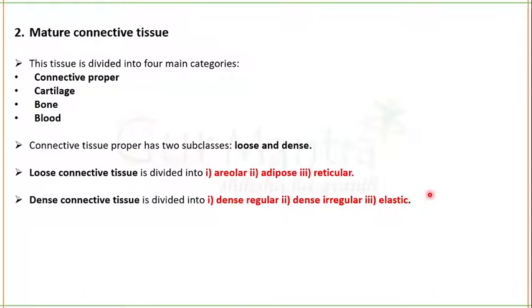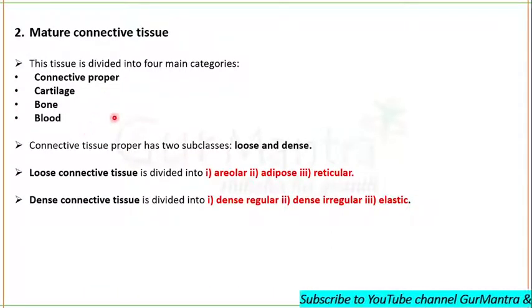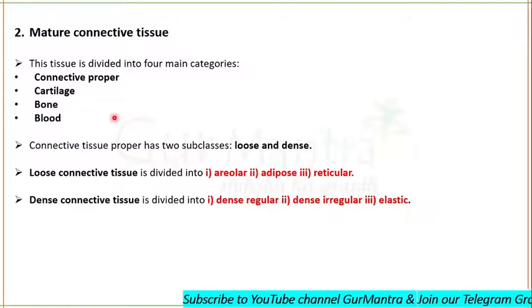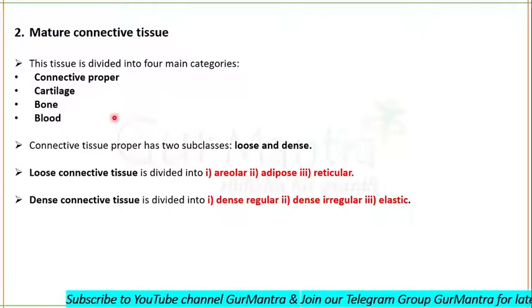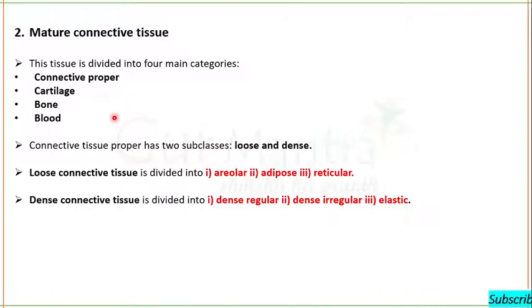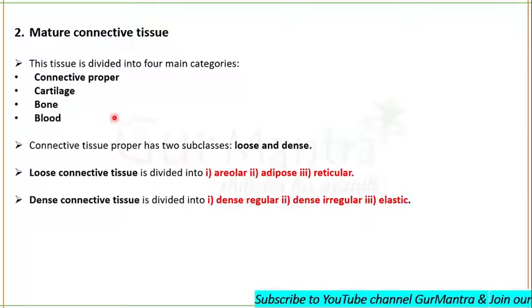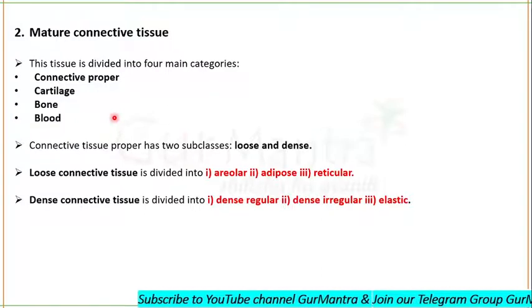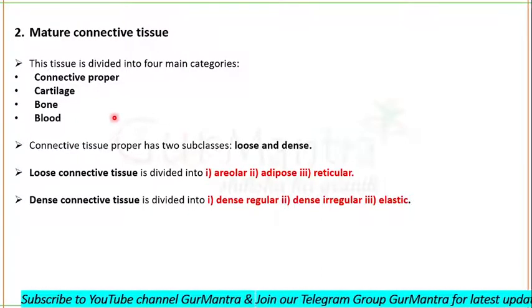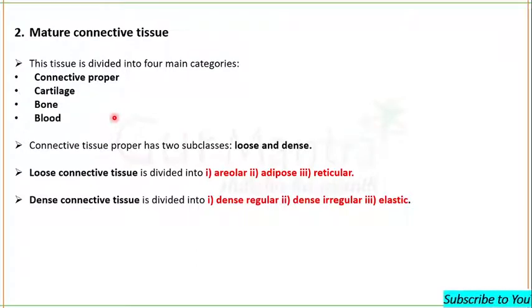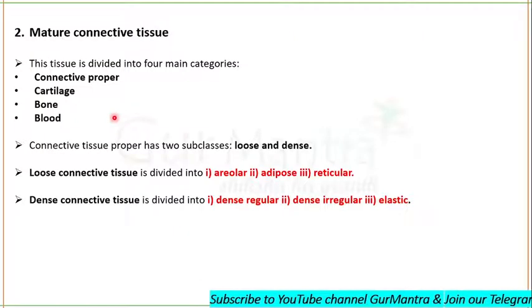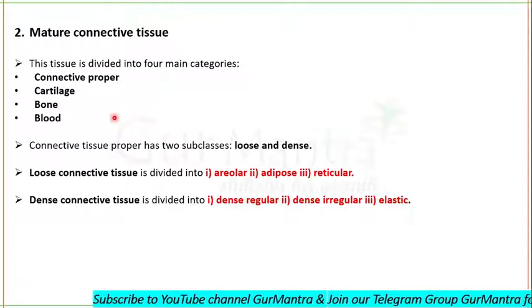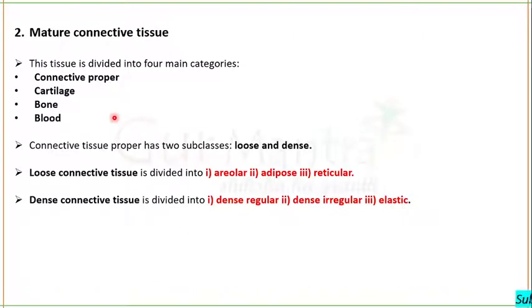So among mature connective tissues, cartilage, bone and blood are specialized types of connective tissue. Mature connective tissue is divided into four main categories, which are connective proper, cartilage, bone and blood. Okay, connective tissue proper. Connective proper is further divided into loose and dense. Loose connective tissue includes areolar, adipose and reticular tissue, while dense connective tissue includes dense regular, dense irregular and elastic.